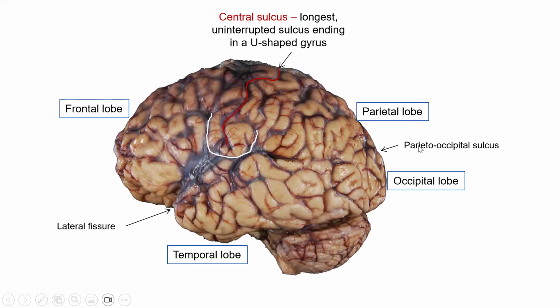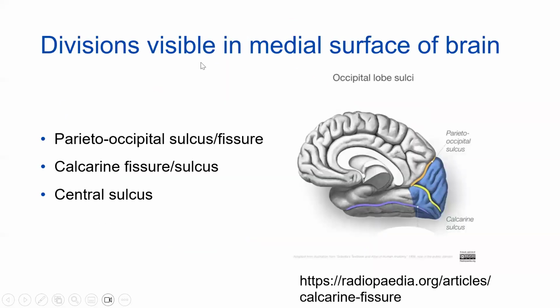So we went over central sulcus, lateral fissure. Another sulcus we should discuss is the parietal occipital sulcus, which you actually cannot appreciate from this view. So I'll go to the next slide where we can look at divisions visible in the medial surface of the brain. And here you could see the parietal occipital sulcus, which separates the parietal from occipital lobe. There's some other ones here that you can appreciate from the medial surface of the brain, meaning the inside, but really just keep in mind the parietal occipital sulcus.